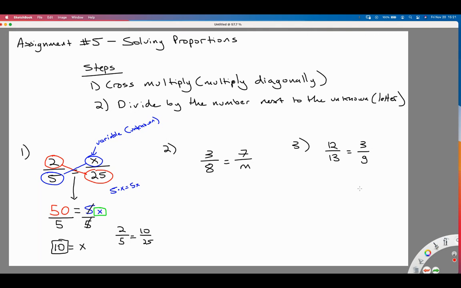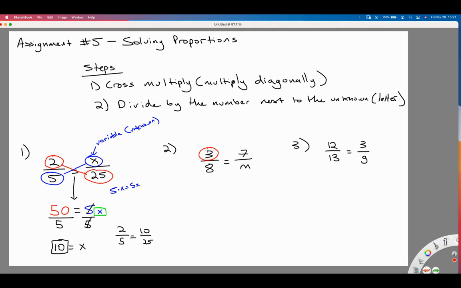These next two are going to be a little different. They're the same process, but a little different because we're not going to get a whole number as our final answer. Okay, we're going to end up with a decimal, right? And that's perfectly fine. You just got to trust yourself. But the process is still the same.